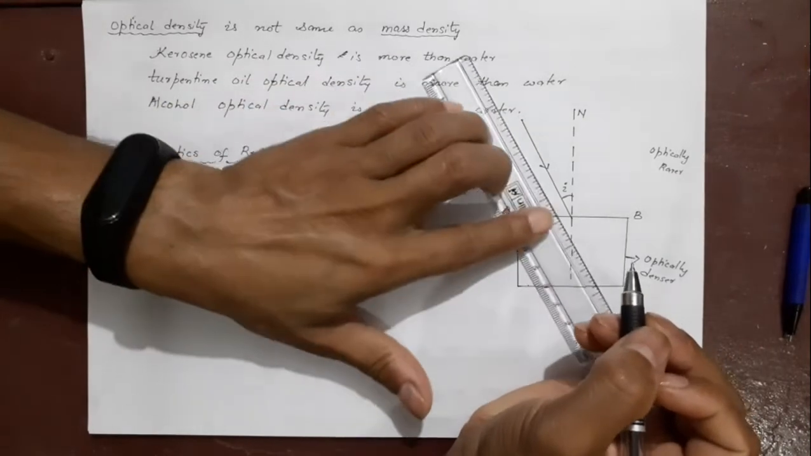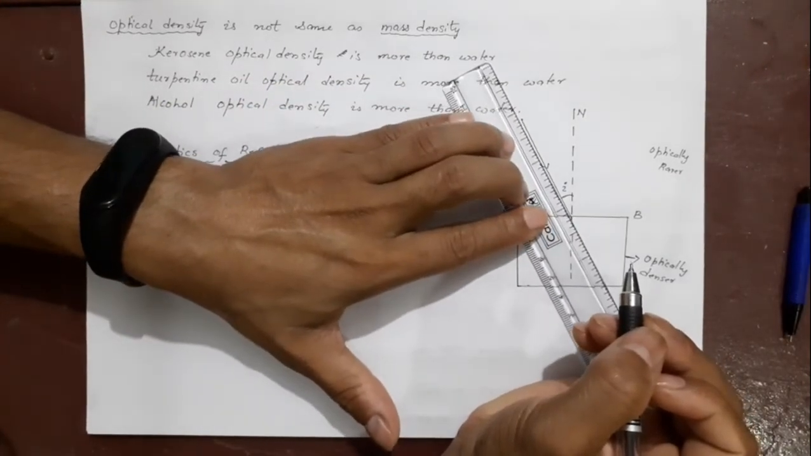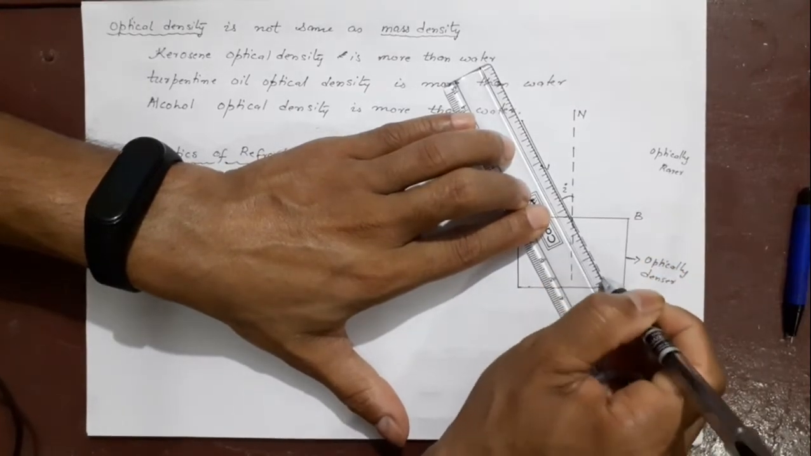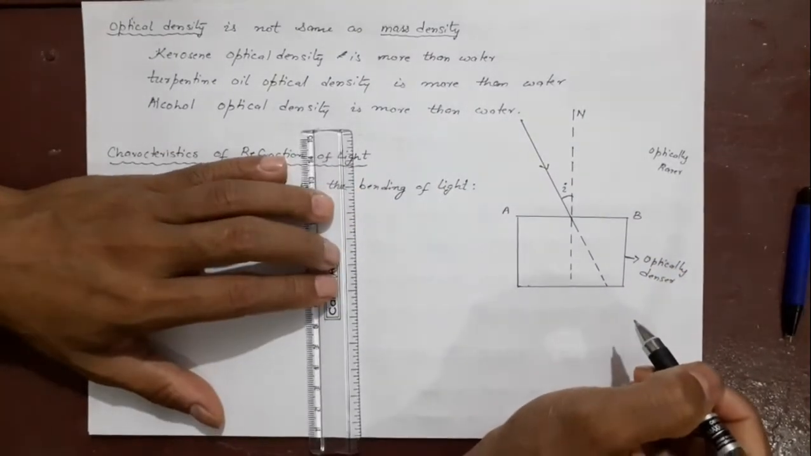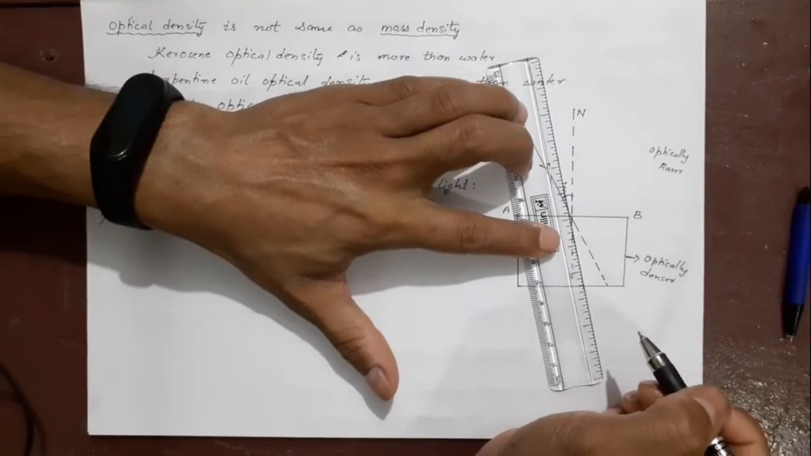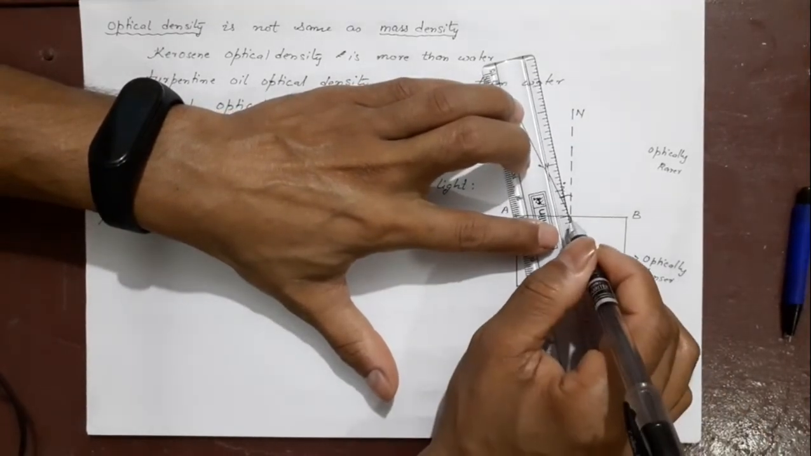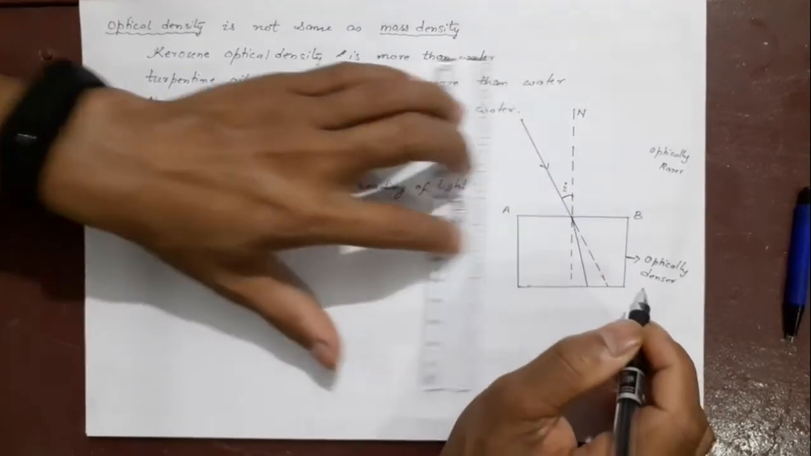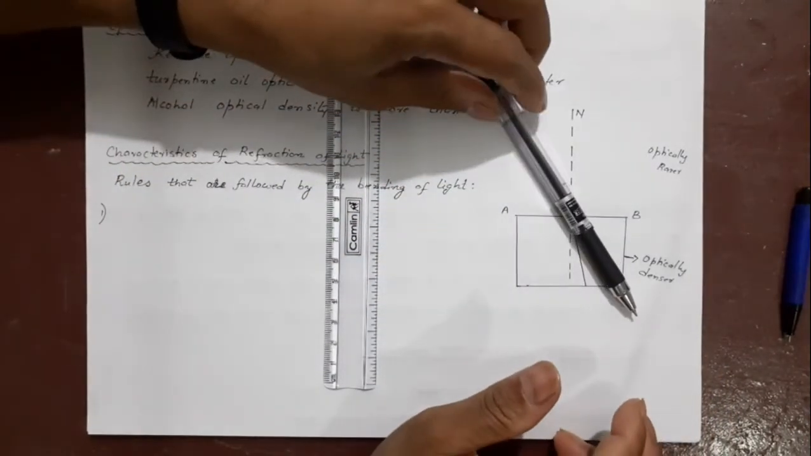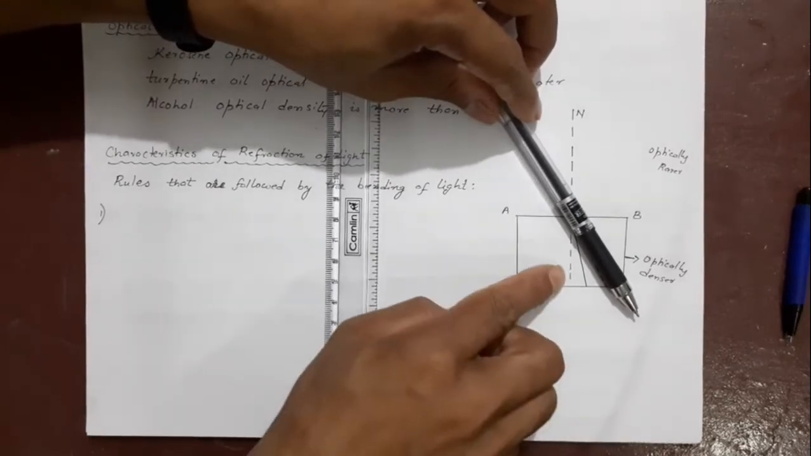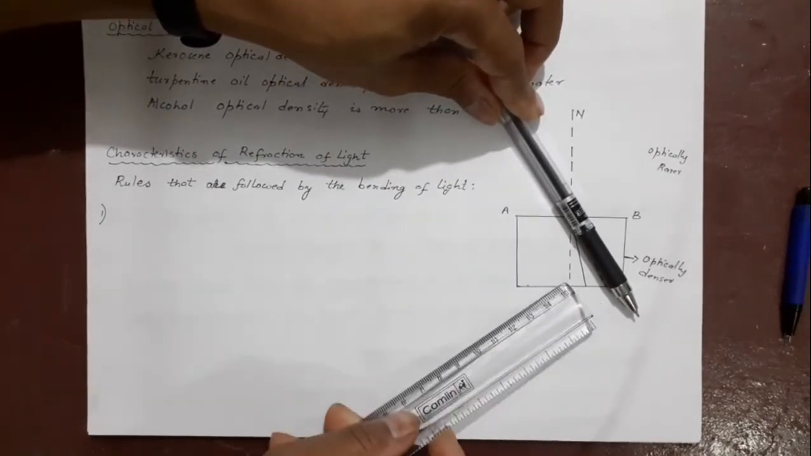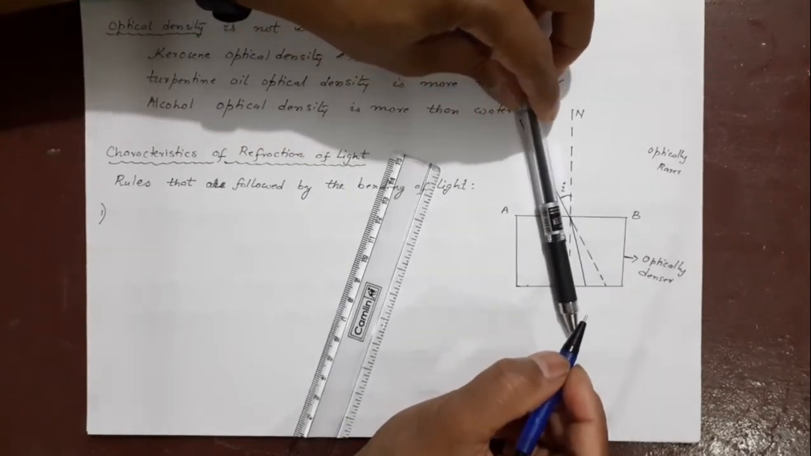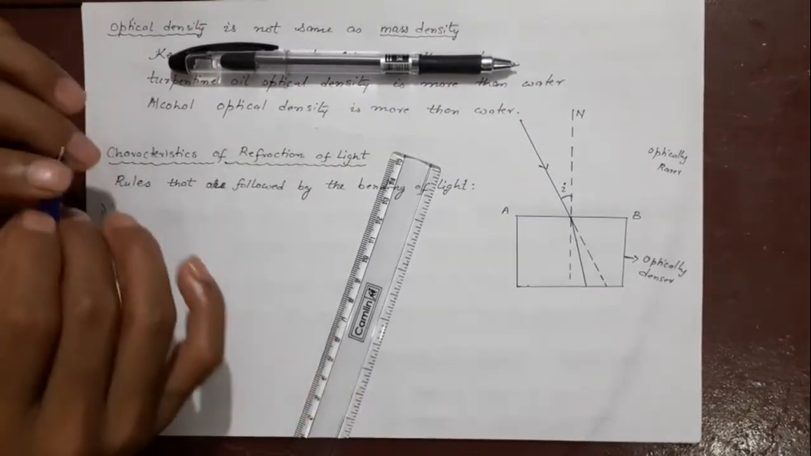Now, if there is no denser medium here, the light would have gone like this. This is the way it would go, but it will not go like that. It will go close to the normal. Can you see? Close to the normal means towards the normal. Towards means on the side of the normal. This line is your normal, and the light has gone towards the normal. So, this is a rule.